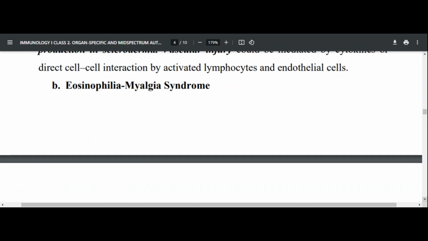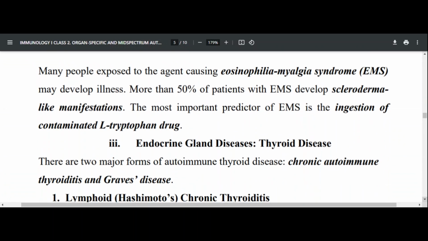So the second mid-spectrum condition is called eosinophilia myalgia syndrome. Many people exposed to the agent causing eosinophilia myalgia syndrome, or EMS, may develop illness. More than 50% of patients with EMS develop scleroderma-like manifestations. The most important predictor is ingestion of contaminated L-tryptophan drug. So this patient will also develop eosinophilia along with other classic scleroderma manifestations.